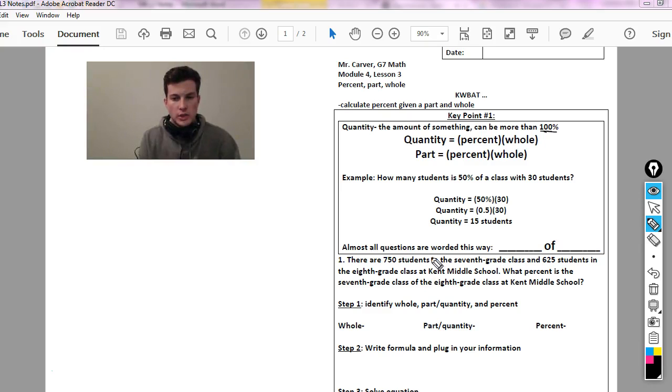Almost all questions are worded in this way, and this is what we're going to use for each example. So they're almost all worded as part of, and then they're going to give you the whole. So it's going to be part of whole. Let's see example 1. I'm going to delete the notes and scroll down.